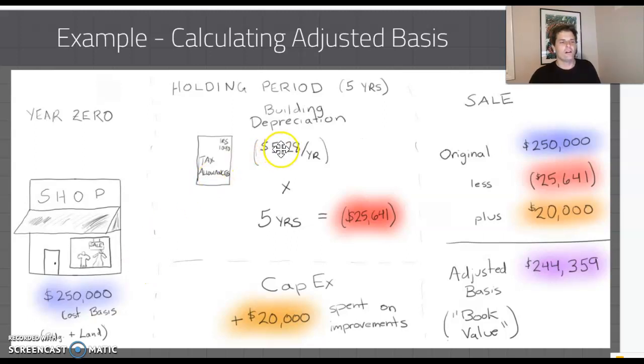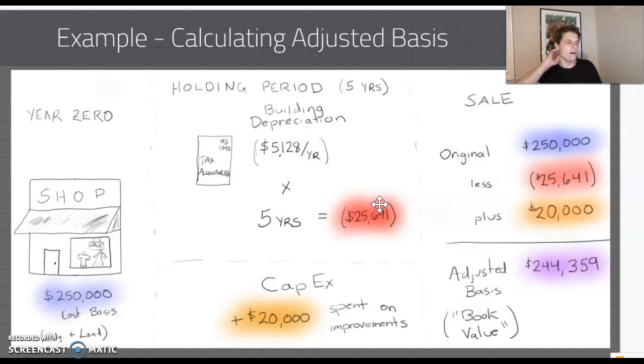And so when you look at that and you divide it over a 39-year depreciation schedule, because this is a retail establishment that I've bought, that gives me an annual depreciation of just over $5,000 a year. So every year I write off $5,000 of depreciation. That lowers my income tax payable over the 5-year holding period. And when I multiply that annual depreciation by 5, I've taken over $25,000 in depreciation. So my asset has fallen in value in the eyes of the accountant.